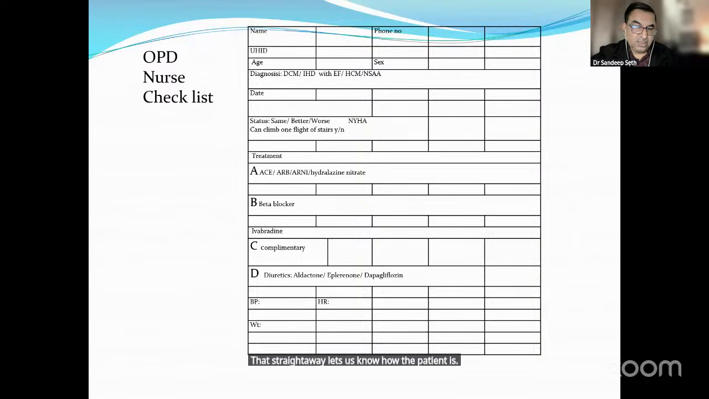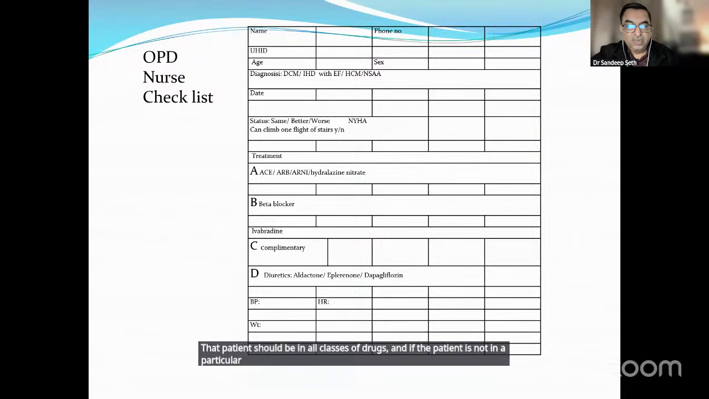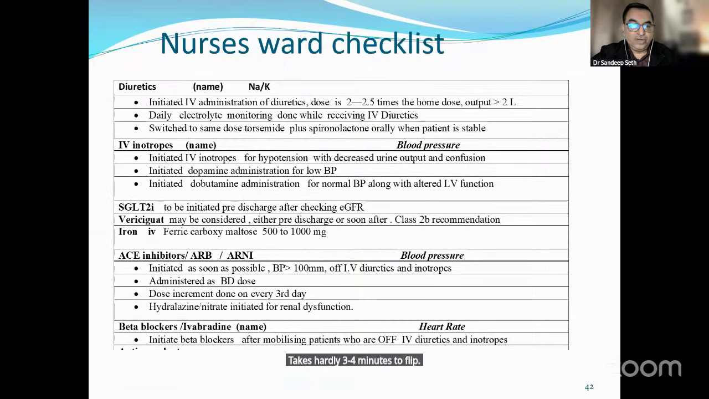And as Chitesh showed, the ABCD of heart failure management, the patient should be on all classes of drugs. And if the patient is not on a particular class of drugs, we should write down why the patient is not on that class of drugs. It's a very simple checklist. Takes hardly 3-4 minutes to fill. This I won't go into again, but Prerna had covered this in detail.